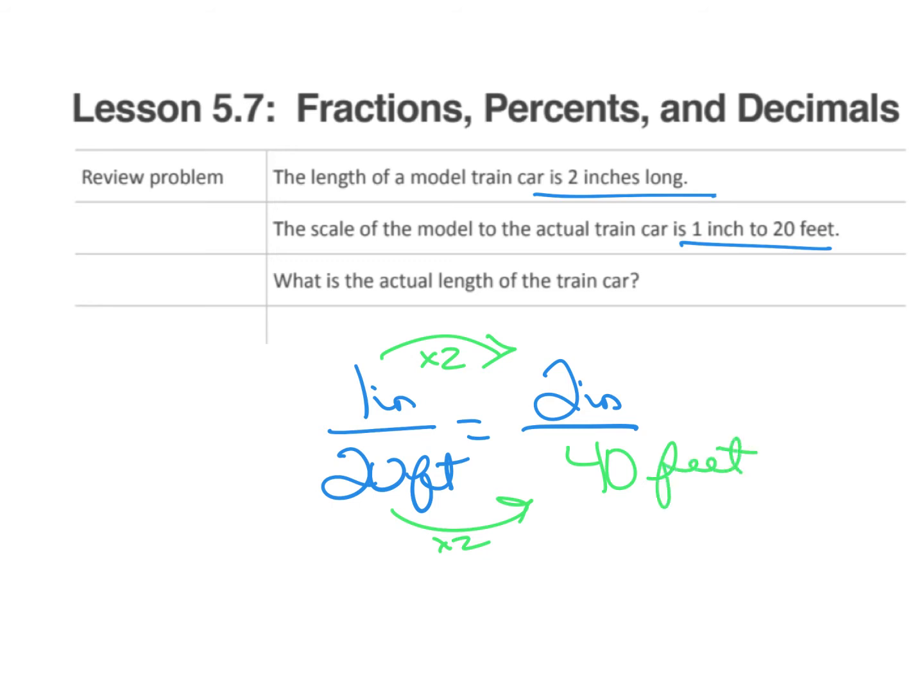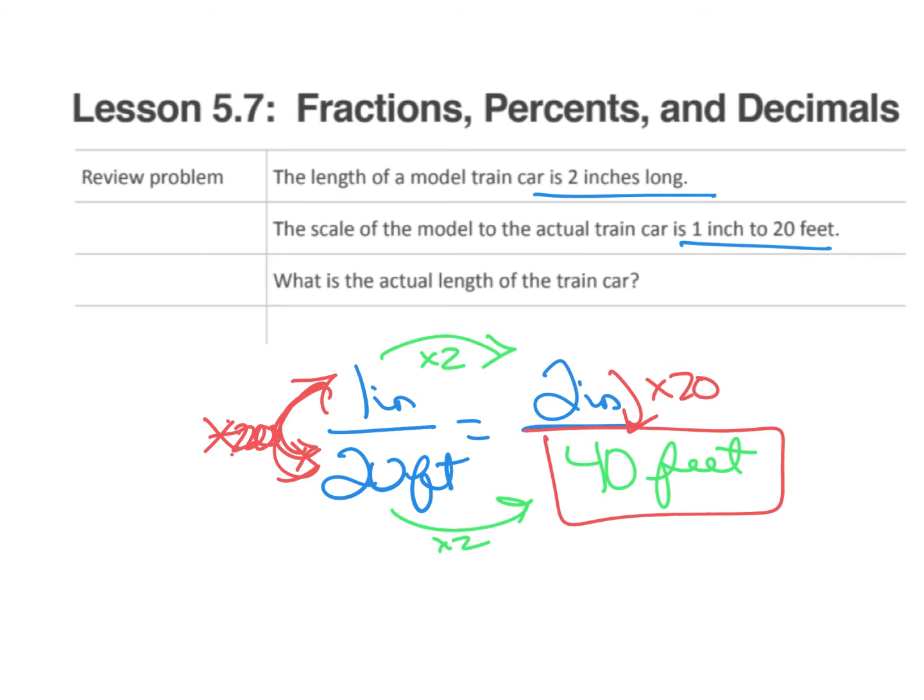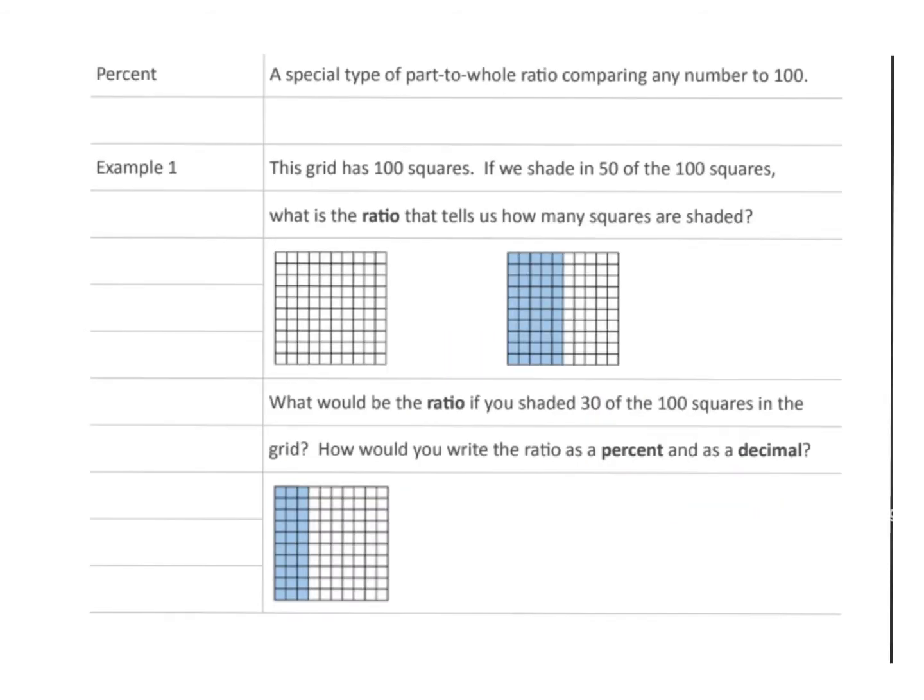But I could probably do it this way also. I want to go this way, sorry. Go up. 20 divided by 20 gives me 1. Nope, I do want to go down, times 20. Sorry about that. 2 times 20 then gives me 40 feet. Still the same answer. So let's go ahead and start with percents, and we're going to start with the definition.